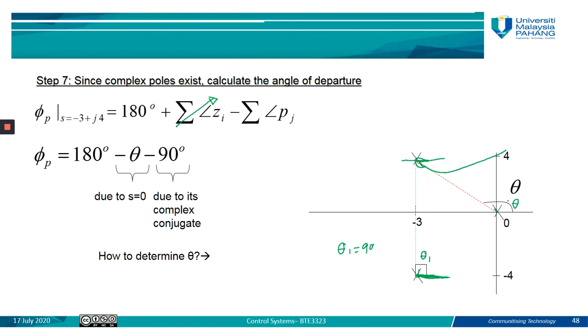The angle of theta 2 is equal to 180 minus this part. This is theta, this is 90 here, and here we have the angle of departure. Because of the complex conjugate, we need to find the angle of theta here, which is the angle of this pole. So what is the angle of this pole when we draw the line?